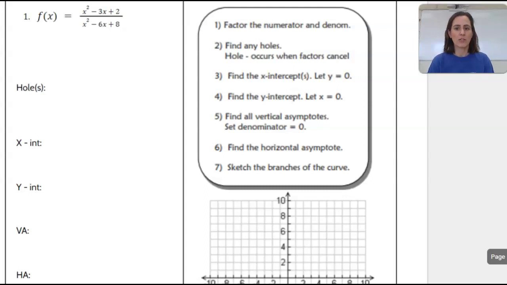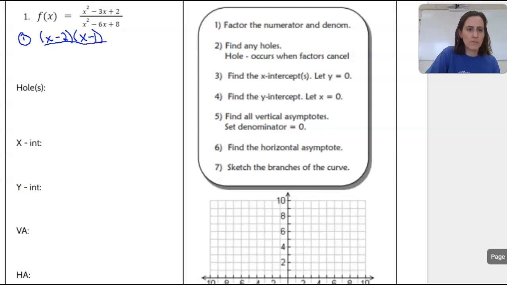Step number one is factoring the numerator and denominator, and that's going to help us find if there's any holes. See if any of the factors cancel. So step number one, I'll label my steps for you. You get x minus 2 times x minus 1, because negative 2 times negative 1 is 2. You add negative 2 and negative 1, it's negative 3.